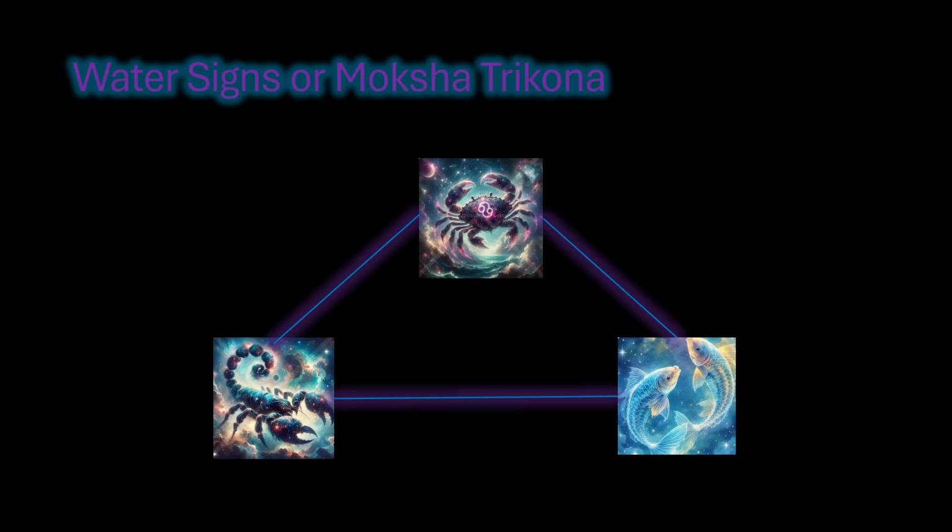Cancer rising makes the native compassionate, emotional, and nurturing. Scorpio in the fifth house gives intense children and creativity linked to occult knowledge. Pisces in the ninth bhava brings fortune through devotion, moksha, and Guru's blessings. Libra in the fourth house creates a harmonious home with aesthetic efforts.